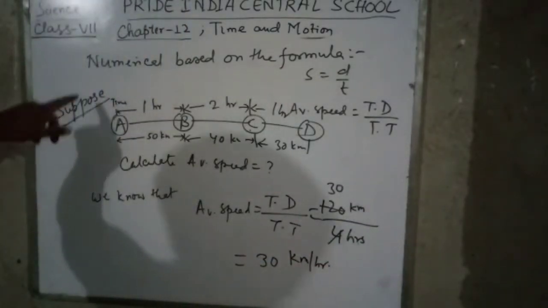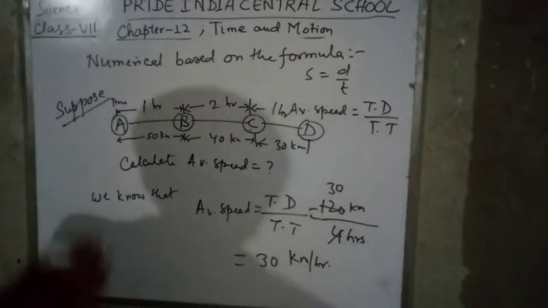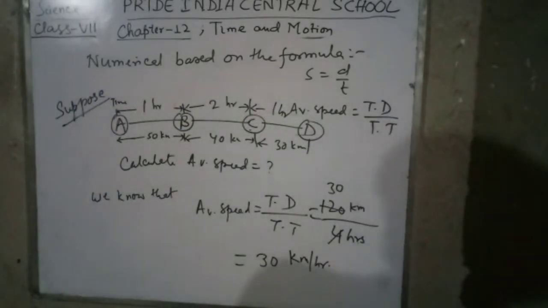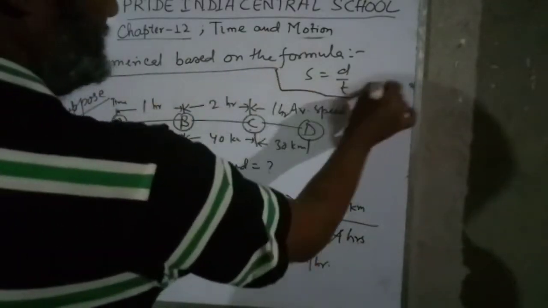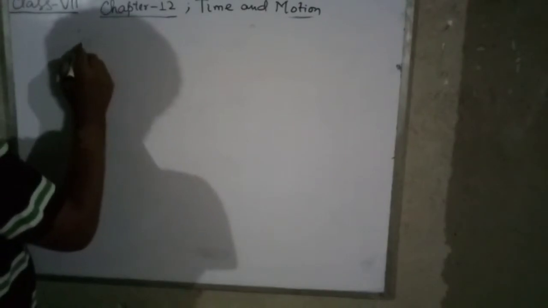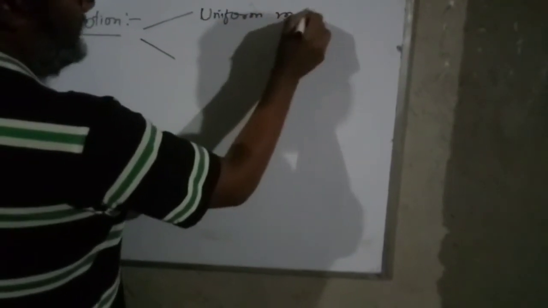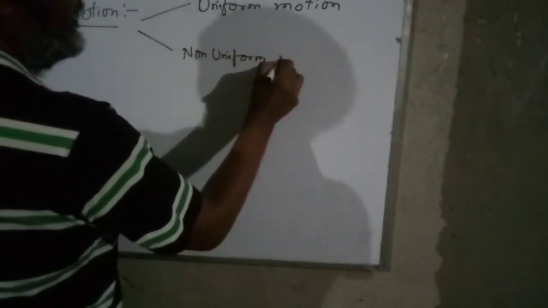Now let's see how we can use this formula, or what is the application of this formula, how we can calculate the speed and average speed. So practice it with your books. Now we will study the two classifications of motion. Broadly, motion can be classified into uniform motion and non-uniform motion.